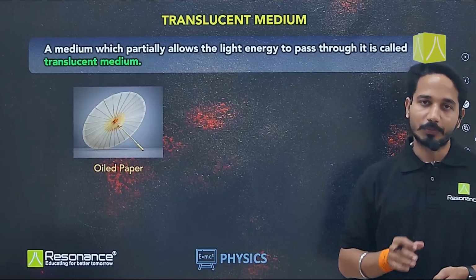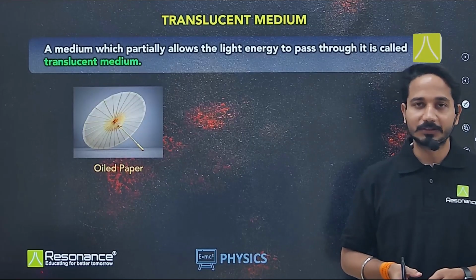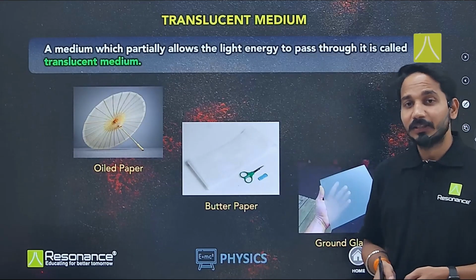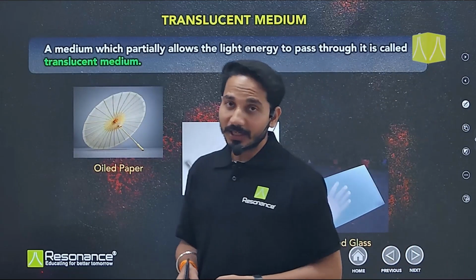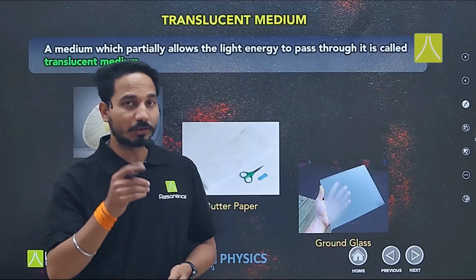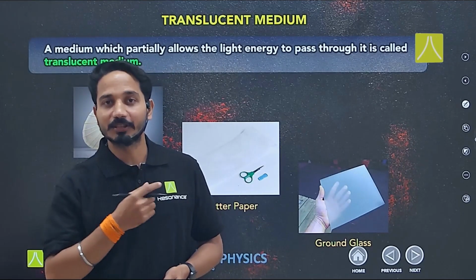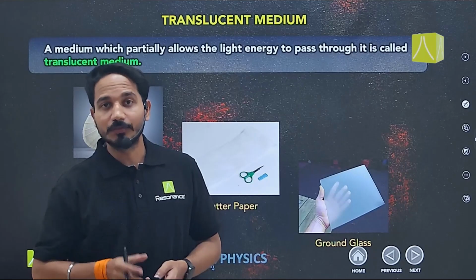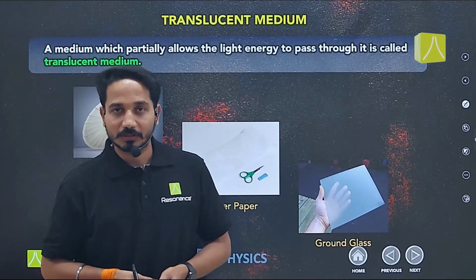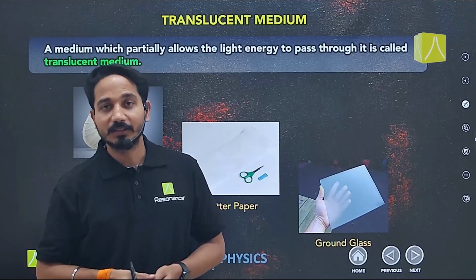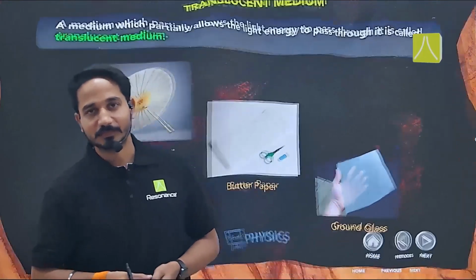Partially it is stopped by the paper itself. It is absorbed by the paper itself, right? The second is butter paper and ground glass. You might have seen ground glass. You have seen it in windows. It is generally installed in the windows in our homes, right? Through which light does not completely pass through. That is a translucent medium. Okay.